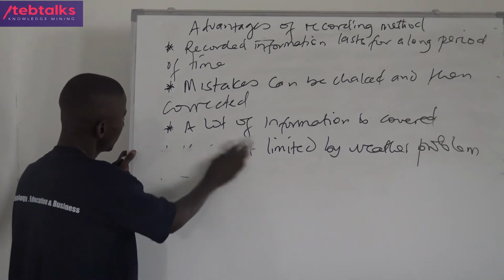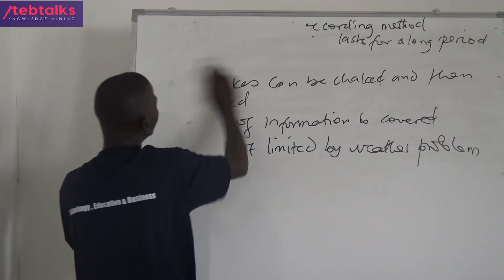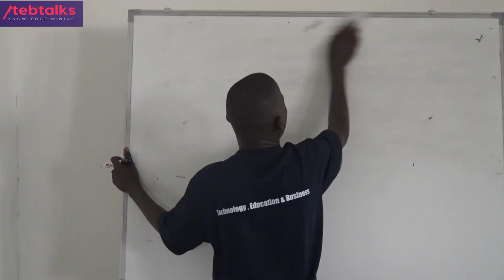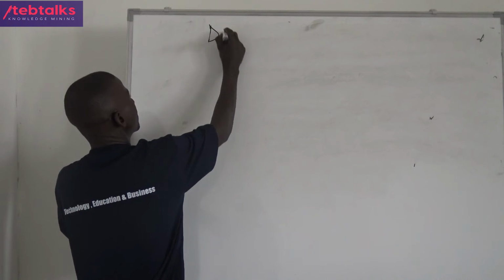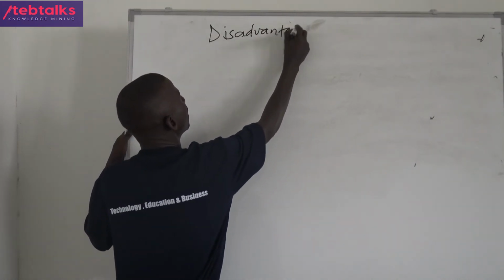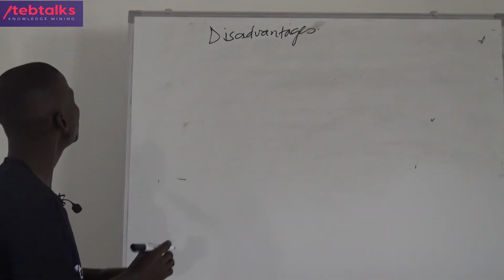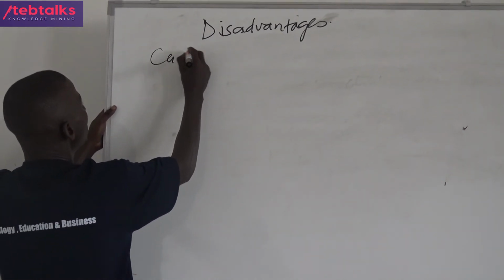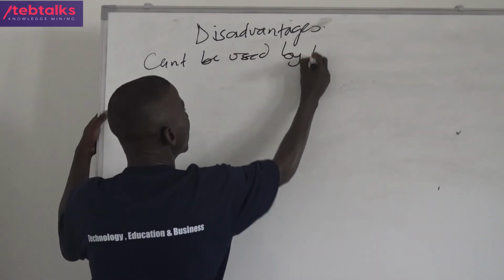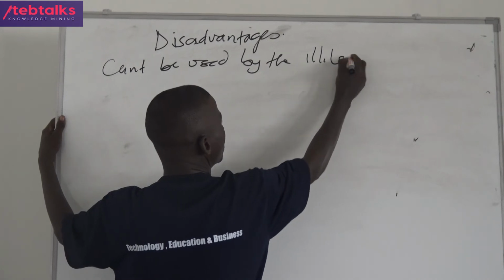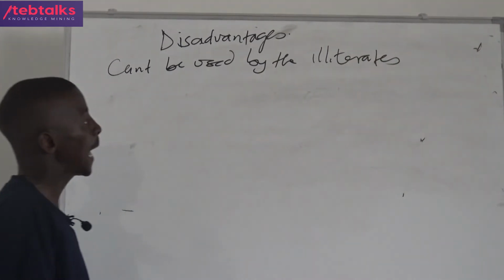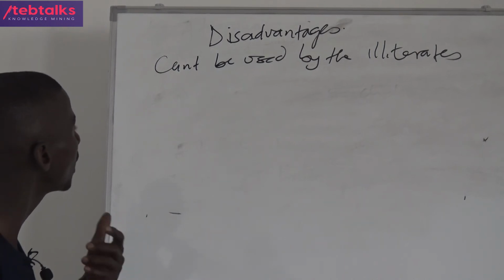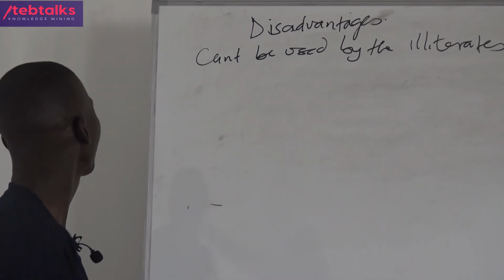We can as well look briefly at the disadvantages, the side of these advantages. One of the disadvantages of recording is it can't be used by the illiterates. You must of course know how to read and write to use a recording method.